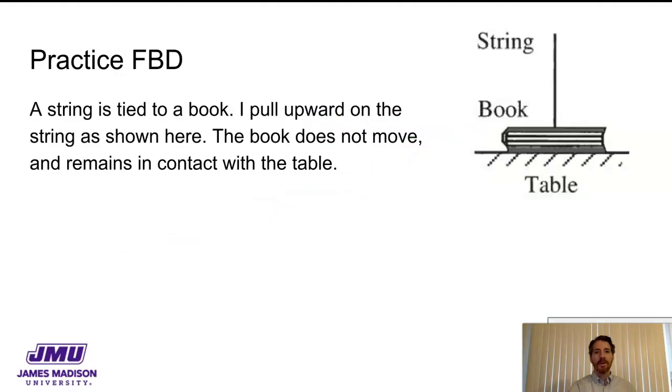All right, we are to our first practice free body diagram. For the next, I guess, 3 questions here, I'm going to give you a scenario, a picture, and I'm going to describe it. A string is tied to a book. I pull upward on the string. The book does not move. It remains in contact with the table.